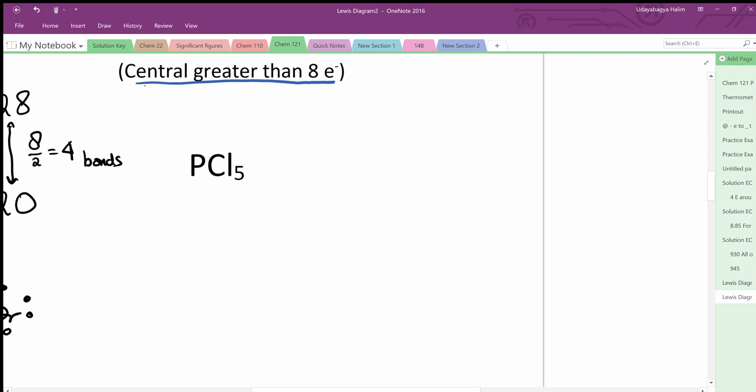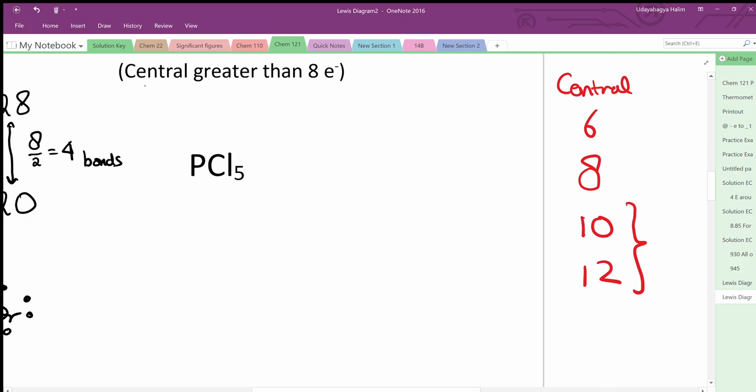But I'm not going to tell you how big is big. There's a quirky thing in terms of we're just going to limit ourselves with the central atom either having 6, which is the less than octet, or having 8, which is exactly octet, or we can also have 10 and 12. Right? So your expanded octet for our preliminary chemistry class is either going to be 10 or 12 electrons in the central atom. Okay. So the question is, which one is the correct one for PCl5?